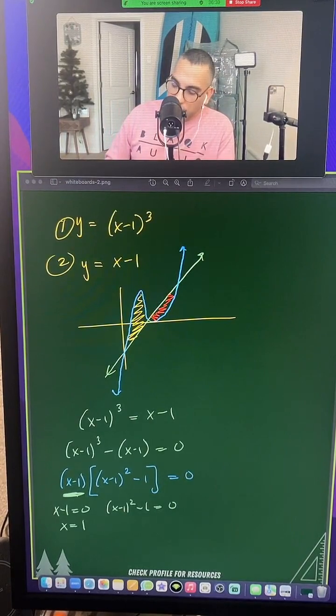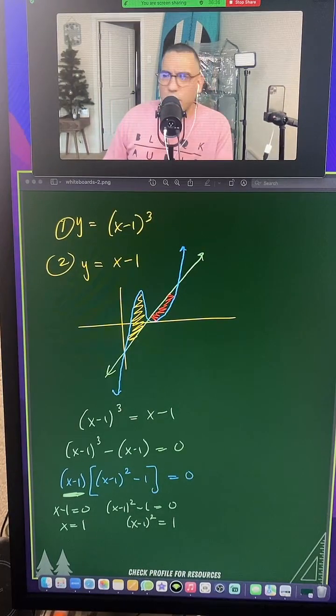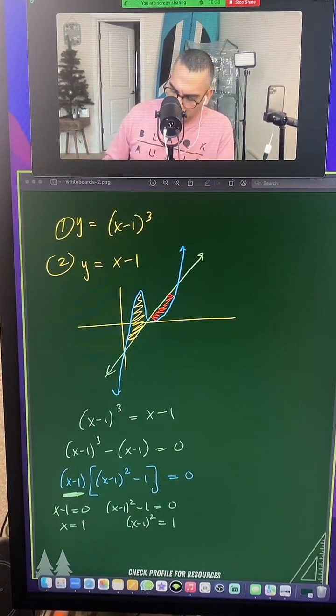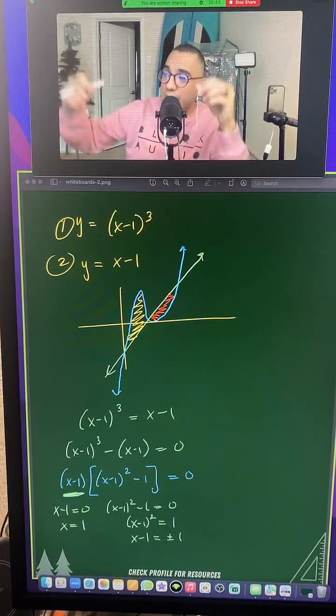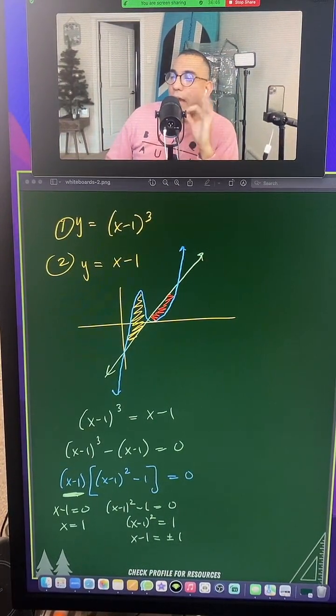Okay, we can do a few things here. I'm just going to move the 1 to the other side and then complete the square, or not complete the square. Forget that. I'm going to take the square root. X minus 1 is equal to plus or minus 1. When you take the square root of both sides, do not forget to add the plus or minus 1.